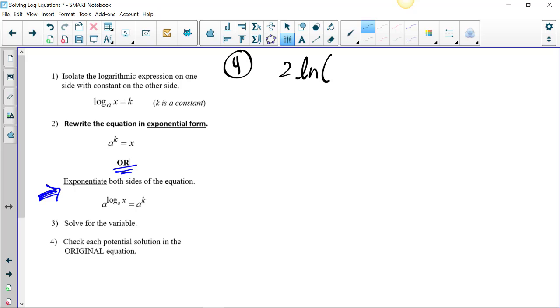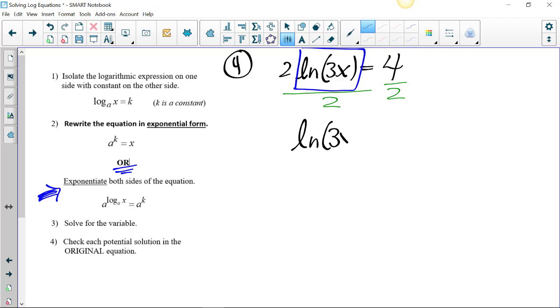2 times the natural log of 3x is equal to 4. Okay. All right. So once again, isolate my logarithmic expression. So I'm going to divide by 2. So I get natural log of 3x is equal to 2.